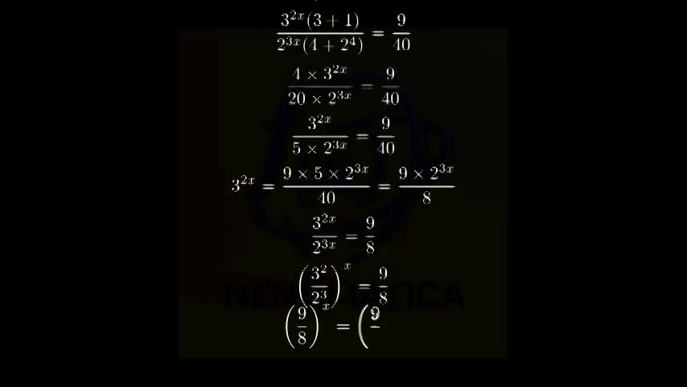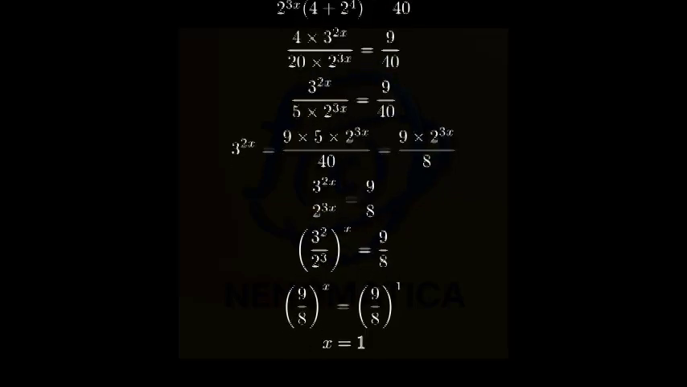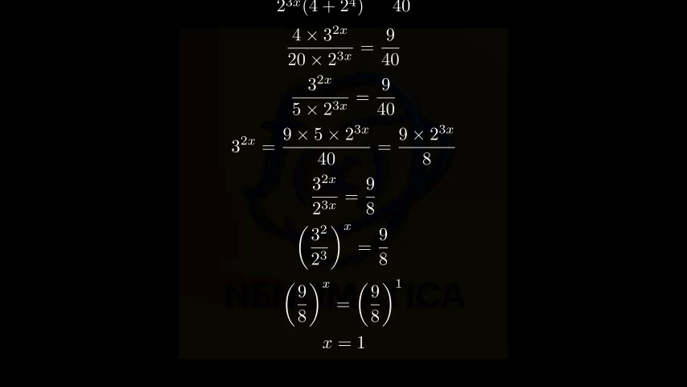Simplifying, we have the quantity 9 over 8 raised to the power of x equals 9 over 8, or the fraction 9 over 8 raised to the power of x equals the fraction 9 over 8 raised to the power of 1. Finally, since the bases are the same on both sides, the exponents must be equal, so x equals 1. Let's verify this answer by substituting x equals 1 back into the original equation.